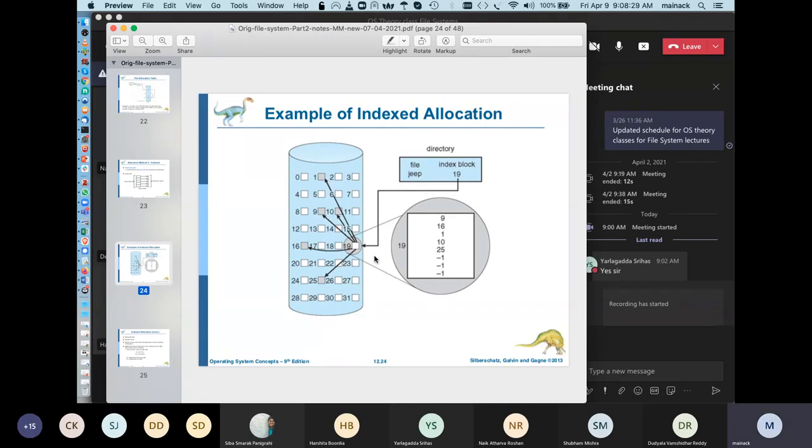Now, to give you a perspective, what did we start with? A directory is basically a file name and then the pointers to the data blocks. From there, for the sake of efficiency and performance, we came up with this idea of the index block.